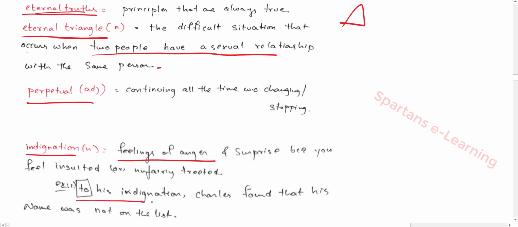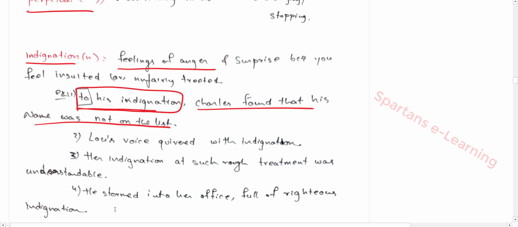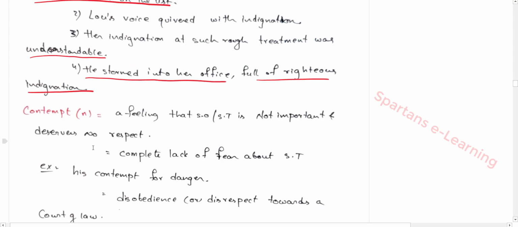Example, to his indignation. Again the usage you see here, it is a very good usage, to his indignation. To his indignation, Charles found that his name was not on the list. Second example, Louis' voice quivered with indignation. Our next example, her indignation at such rough treatment was understandable. Our next example, he stormed into her office full of righteous indignation. Okay, done.